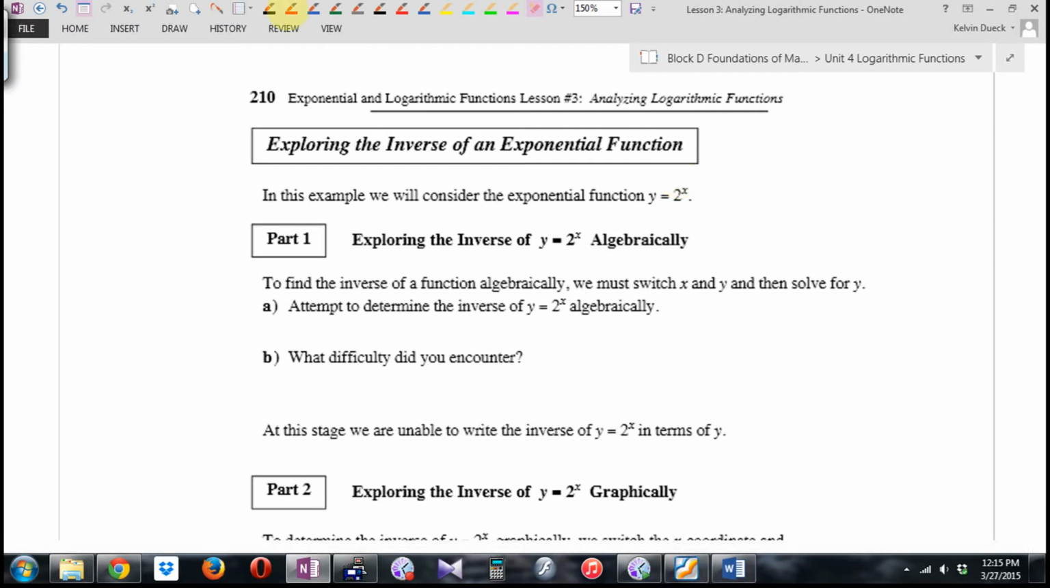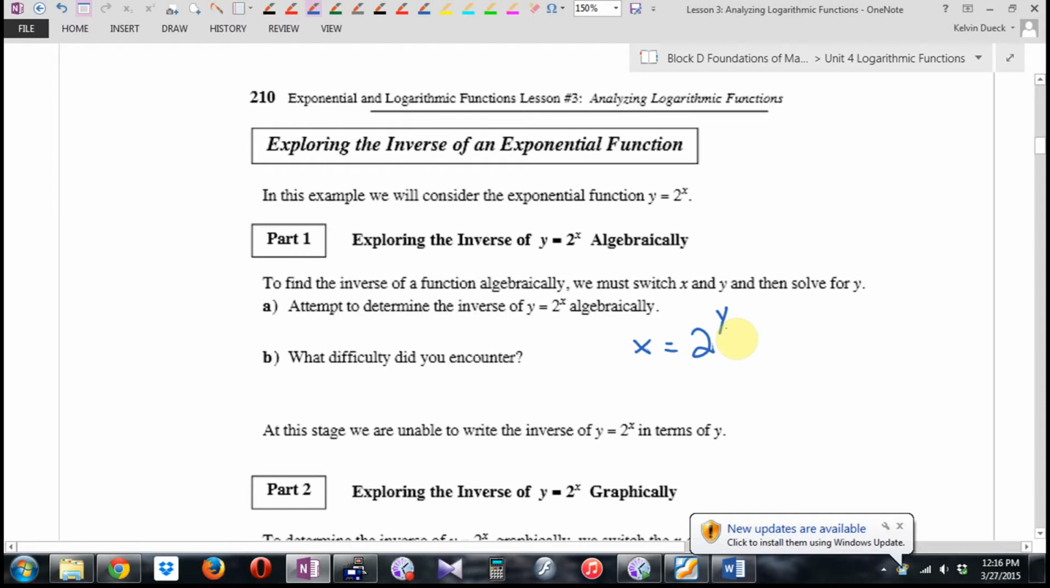Well, first thing I would do is switch the x and the y around. Right, Chels? But then I said, don't stop there. What are you supposed to get by itself? The y. What's the problem with getting the y by itself here? Where is the y sitting as an exponent?